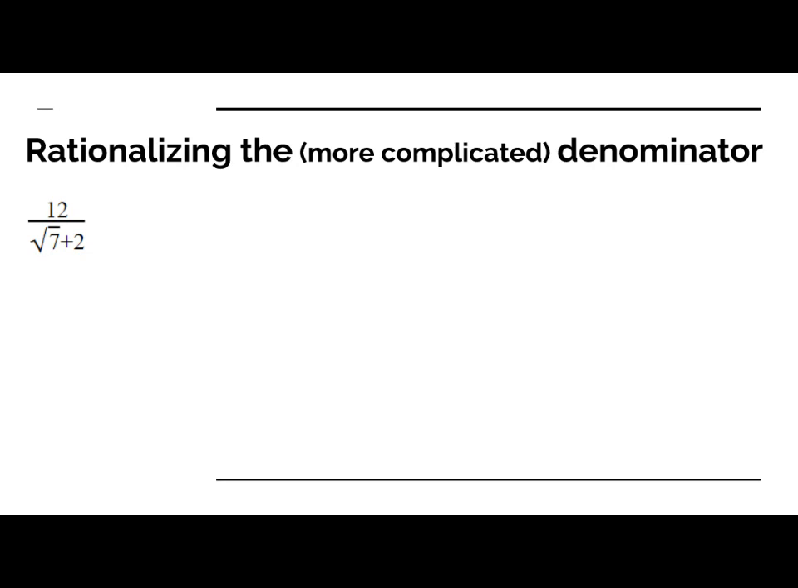Now we have in the denominator the square root of 7 plus 2. So not just the square root of 7, but the square root of 7 plus 2. The way we're going to do this is we're going to multiply by 1 again, because it doesn't change the original expression. But we're going to multiply by a very special one. We're going to multiply by what's called the conjugate.